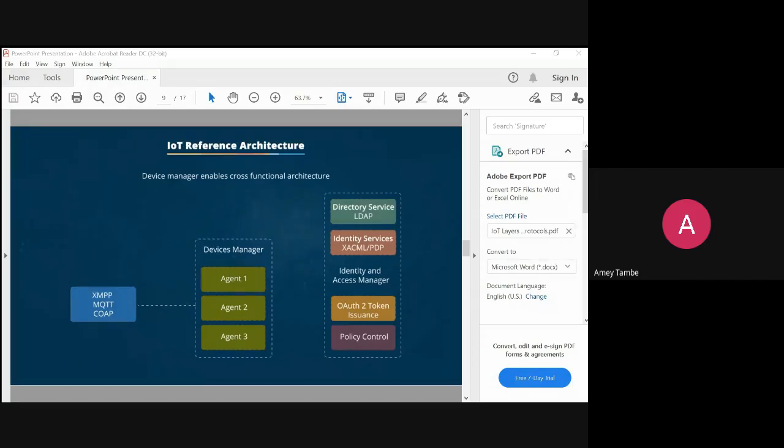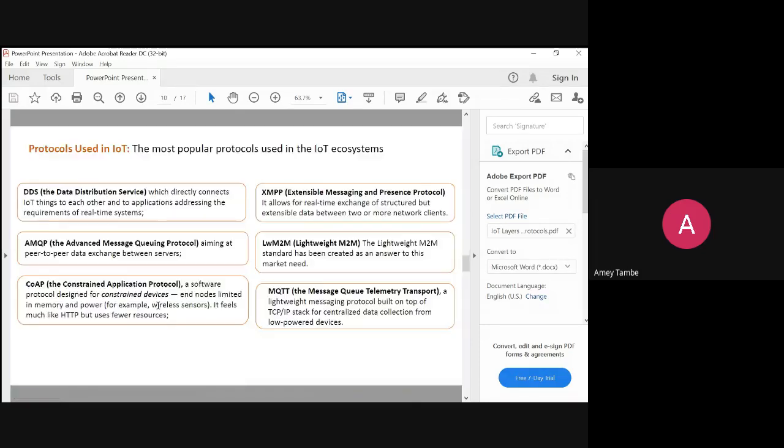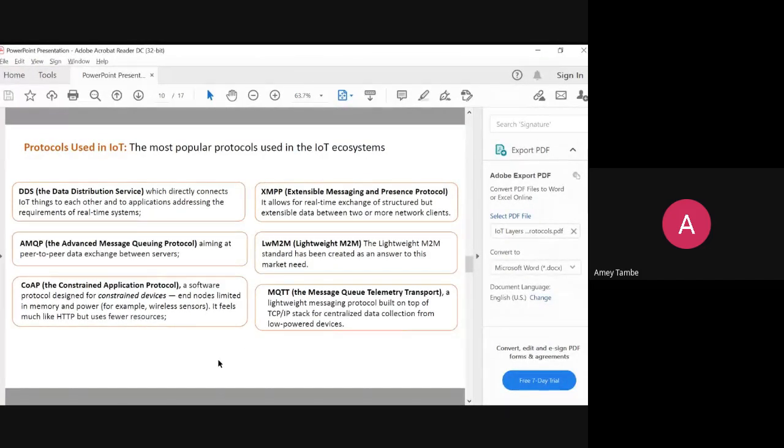Okay, so let's start with our protocols now. These are the common protocols which are always used in IoT. First one is DDS, that is Data Distribution Service. Then AMQP, CoAP, XMPP, LWM2M, then MQTT. Now let's see what these protocols are all about. Let's start with the very common one, that is MQTT.